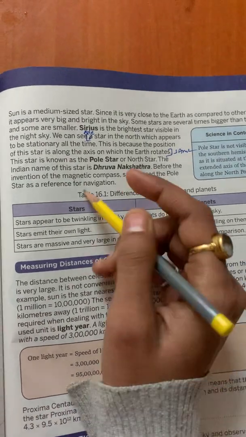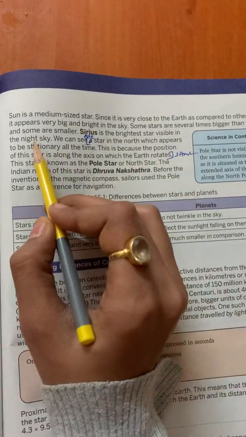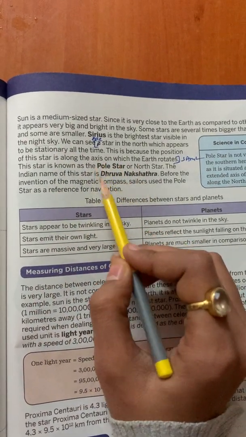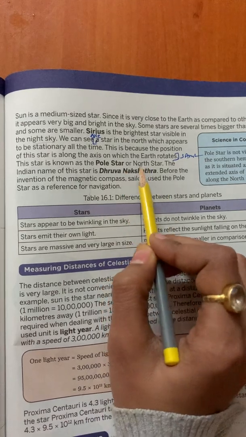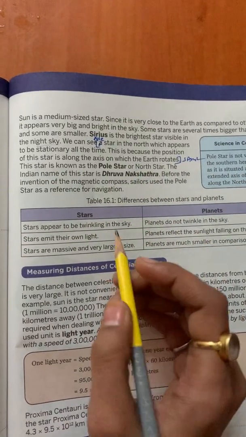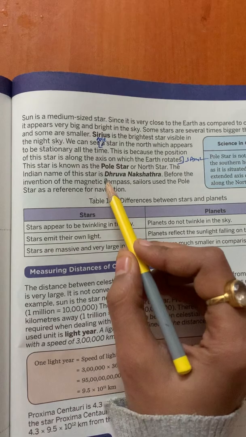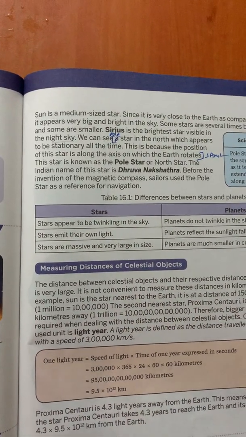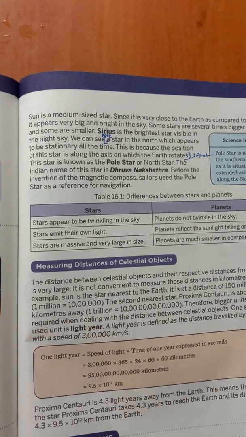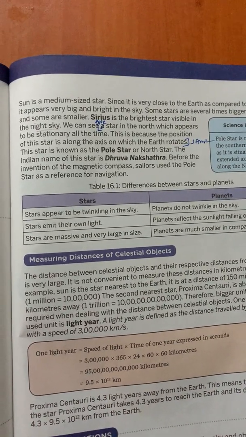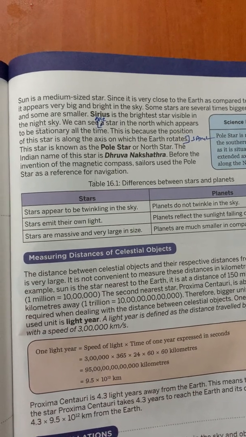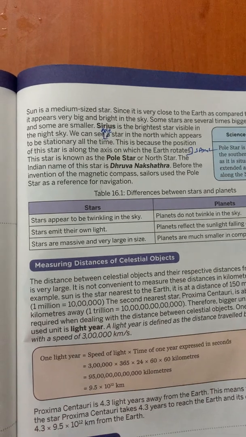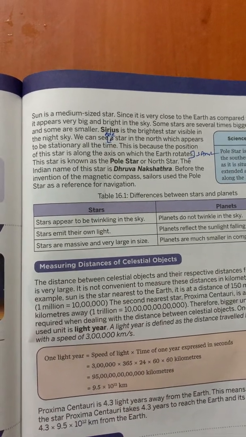Sirius is the brightest star visible in the night sky. It is also said that the pole star, or north star, in Indian name is called Dhruva Nakshatra. It is not visible from the south pole or the southern hemisphere, because it is located along the extended axis of the earth over the north pole.